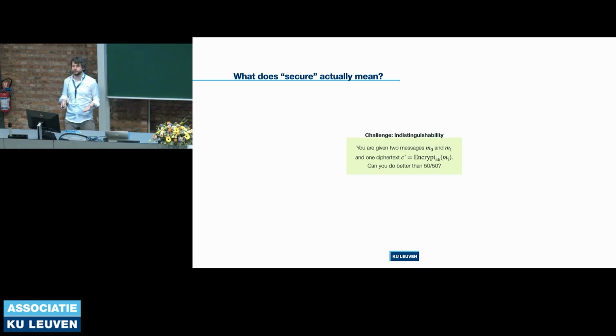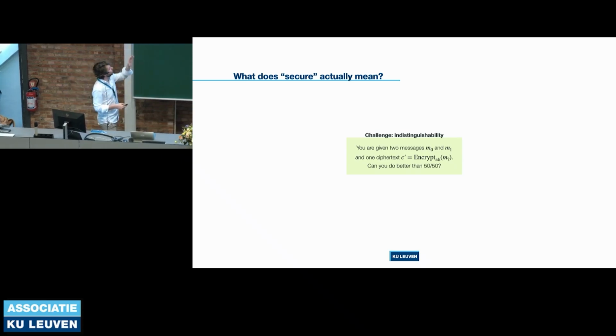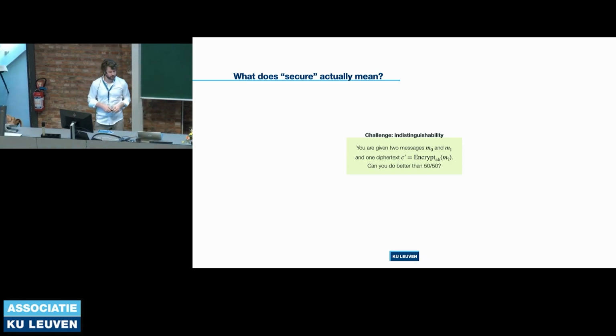Well, you can just guess one of the two, but then if we play 1,000 times, you're going to get it roughly right 500 times. So can you do anything better than just guessing 50-50? And if you can do anything better than guessing 50-50, we say that you win this game, and then the scheme is not secure. This is what we call indistinguishability.